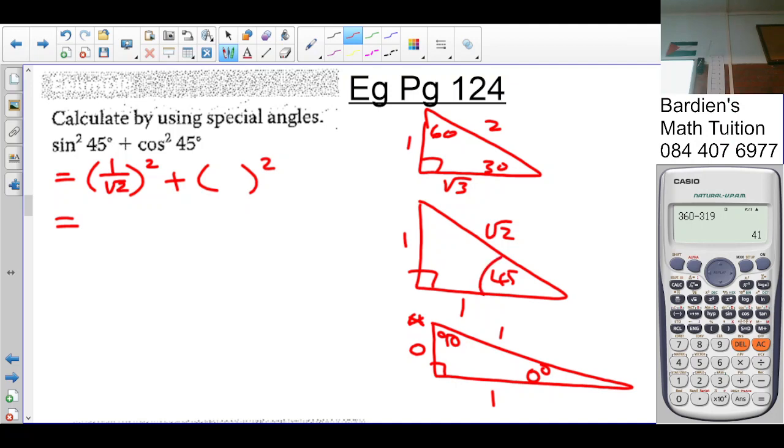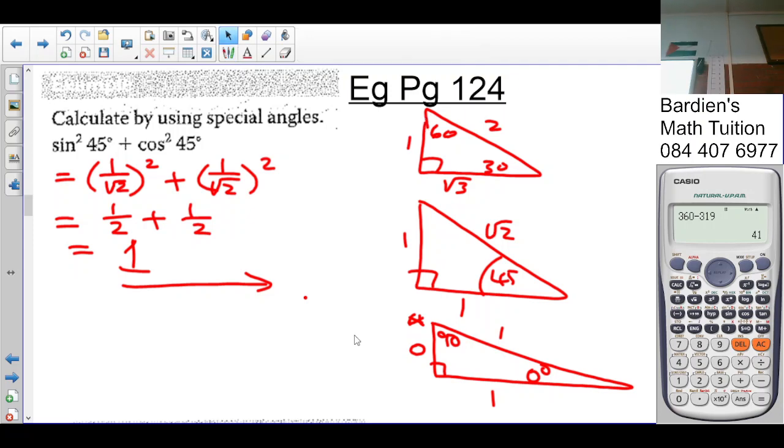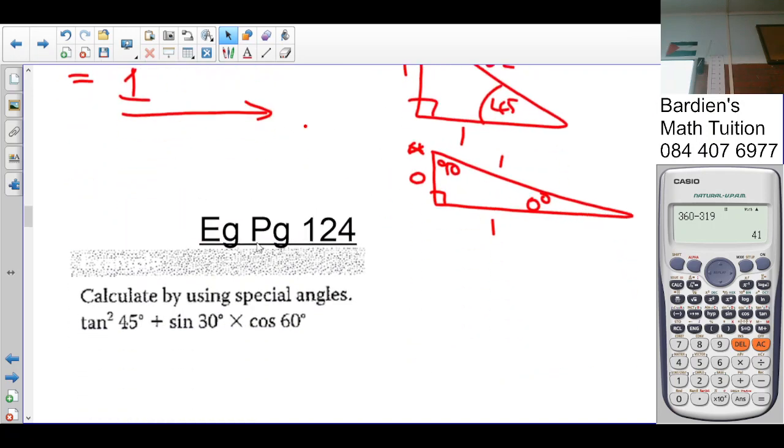What is cos of 45? What does cos stand for? Adjacent over hypotenuse. So what's the adjacent length? 1 over square root 2. So 1 over root 2 times 1 over root 2. What's 1 times 1? What's root 2 times root 2? Root 4, which is 2. So 1 squared is 1, the root of 2 squared is 2, plus 1 squared is 1, the root of 2 squared is 2. What is half plus half? That answer is 1. Any confusion here, people? No? Let's look at the next one.